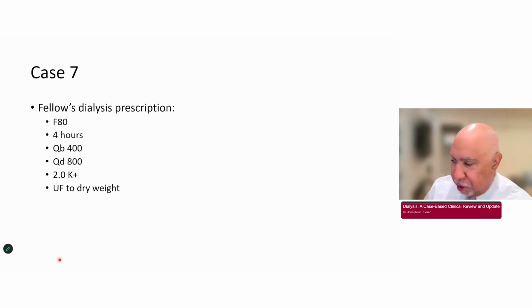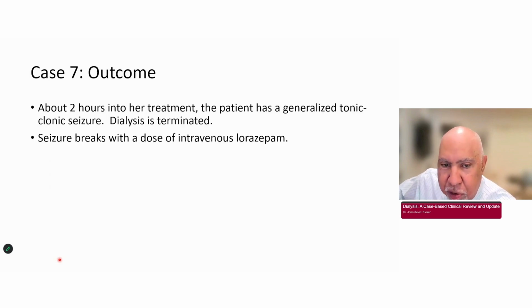So this is a prescription that my co-fellow wrote. He wrote for her dialysis for 4 hours with a QB of 400, QD of 800, and UF her to her dry weight. About 2 hours into her treatment, the patient had a generalized tonic-clonic seizure. Dialysis was terminated. The seizure broke with a dose of intravenous lorazepam.